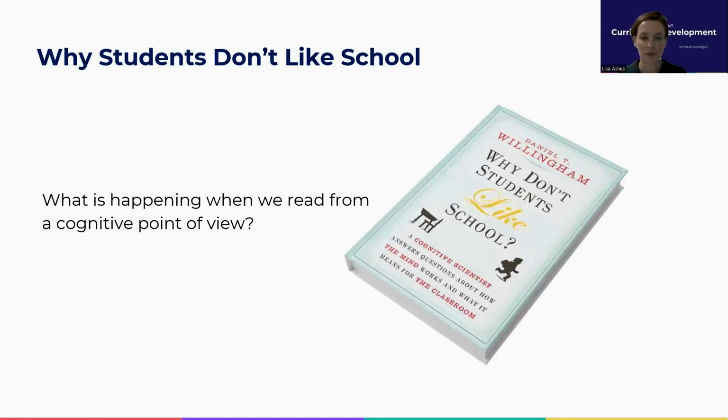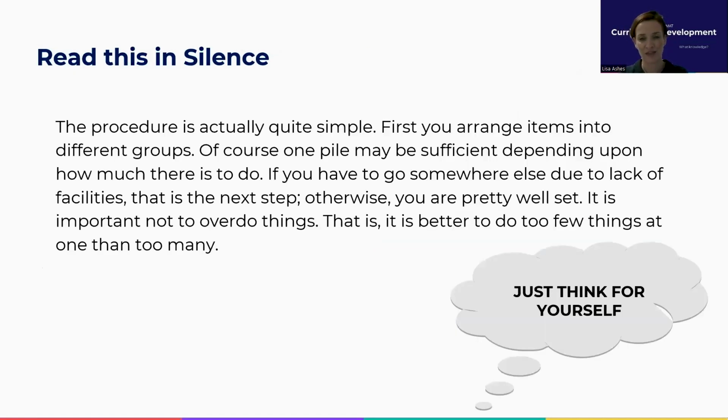This is another excellent book, one of my favourites for teaching and learning, Why Don't Students Like School by Daniel T. Willingham. What is happening when we read from a cognitive point of view? Now I'm going to show you something. I want you to pause the recording and give it a go to read it in silence. It's about what it feels like when you read this. And this comes from Why Don't Students Like School? So have a look at this and think about how it feels to read it. Pause the recording and give it a go.